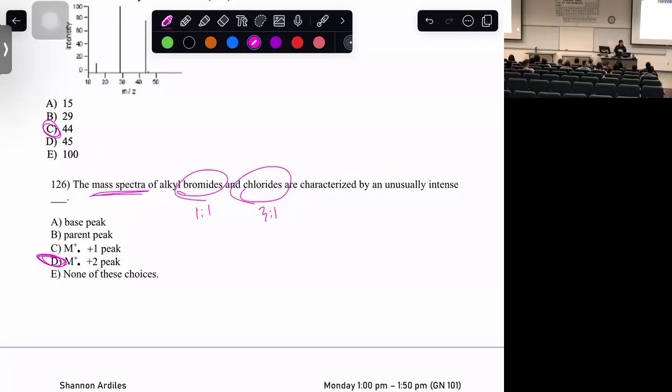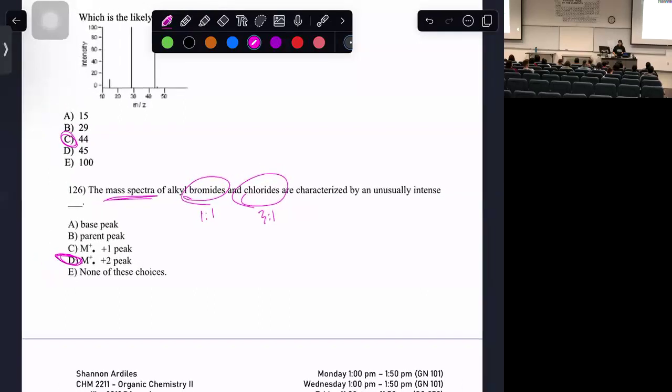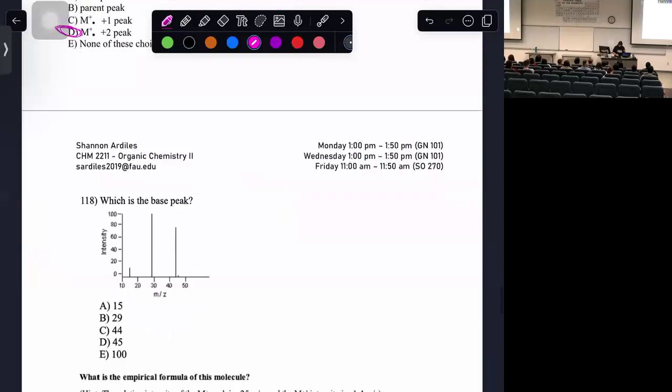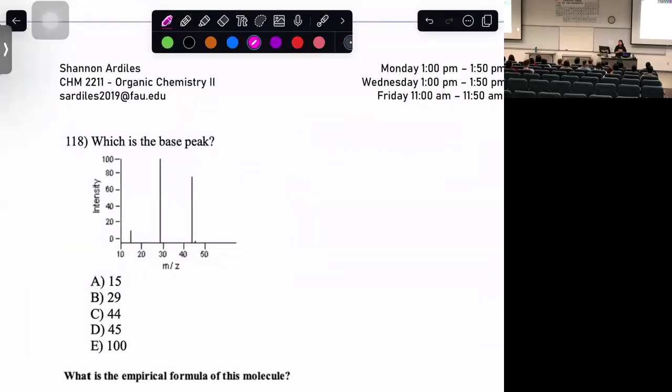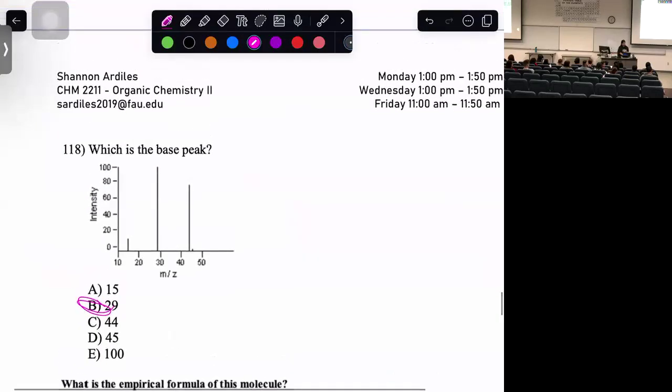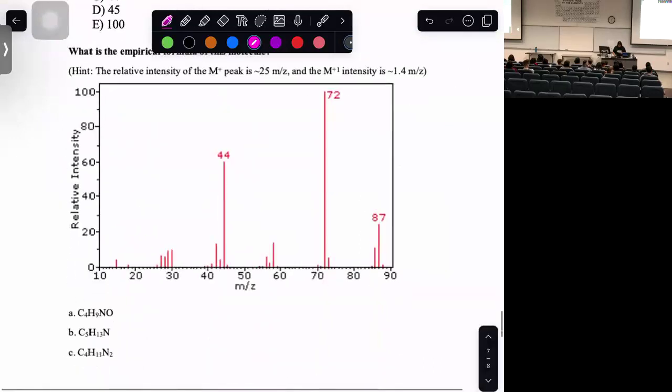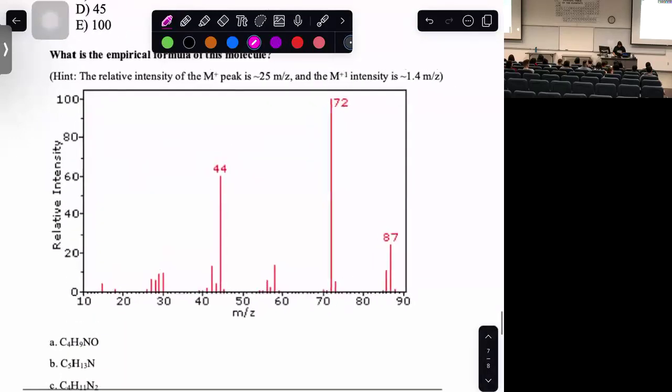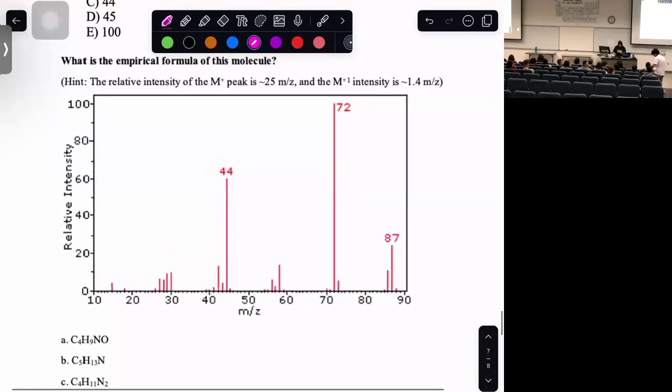Okay. The next one, we did it already, so just shout out the answer. There you go. We're good. Okay. Let's look at the next one, guys. This time you're given the spectrum, and you're given only 3 answer choices.